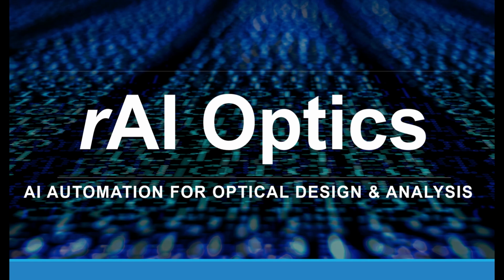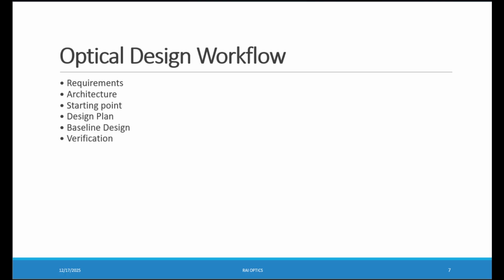In this video, I'll walk through a real optical design and show how to use structured prompts using RAI to move from system requirements to a verified baseline design. RAI is often used for simple designs, but complex systems require a different approach. System design follows established engineering workflows, starting with architecture, then refining details and verifying each step.